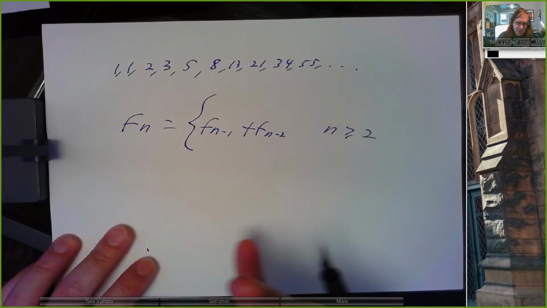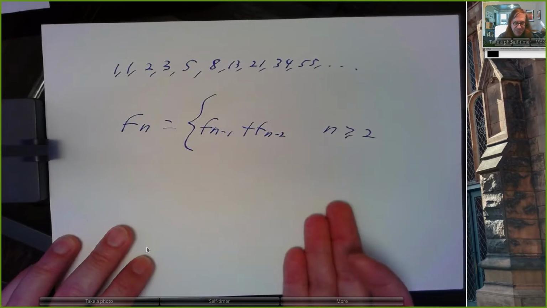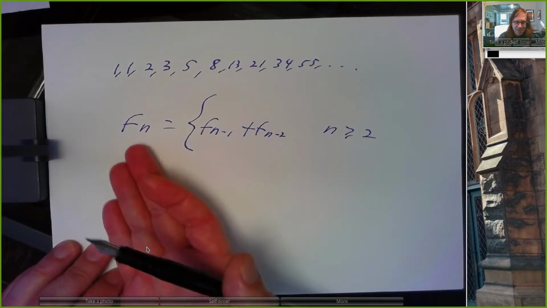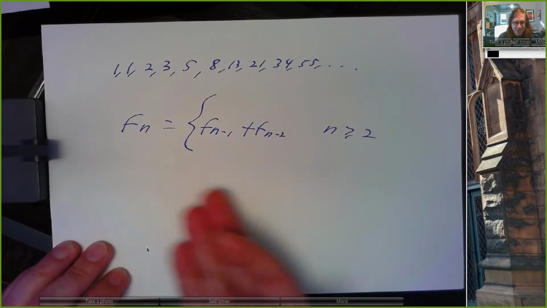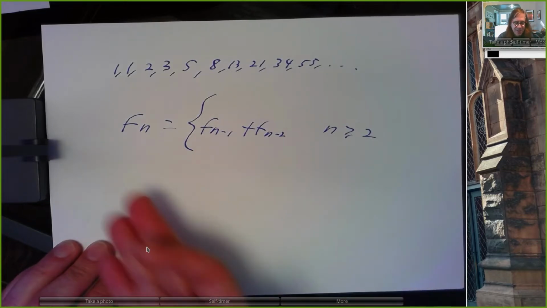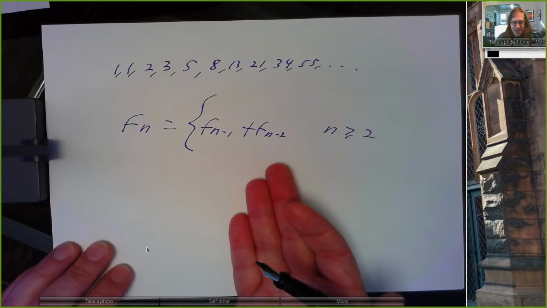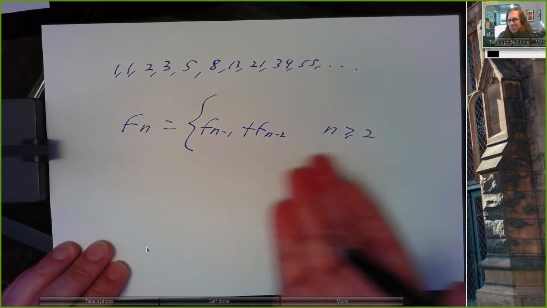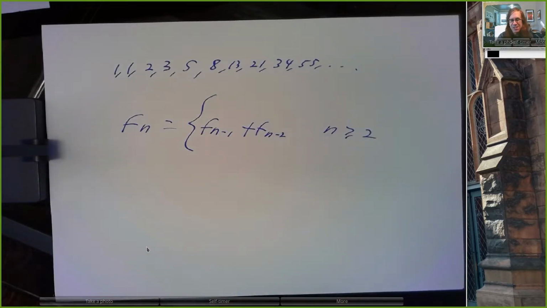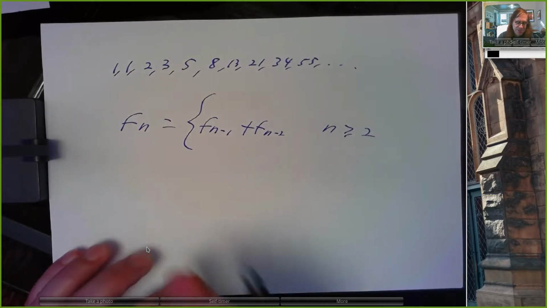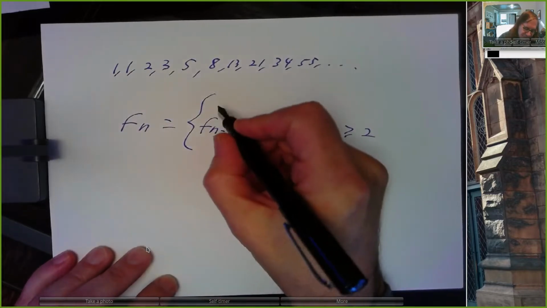We need to, at some point, specify actual values of this, because if I try to find f5, yeah, it's f4 plus f3. What's f3? It's f2 plus f1. What's f1? Well, it's f0 plus f_(-1). And what is f_(-1)? It's f_(-2) plus f_(-3). We're going to descend down this rabbit hole forever. So we need to specify some particular values.